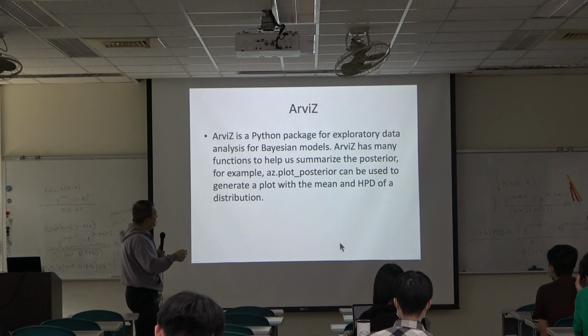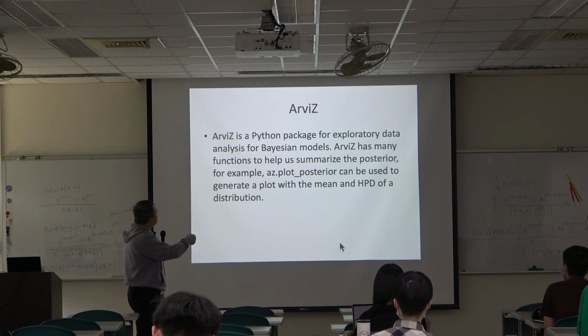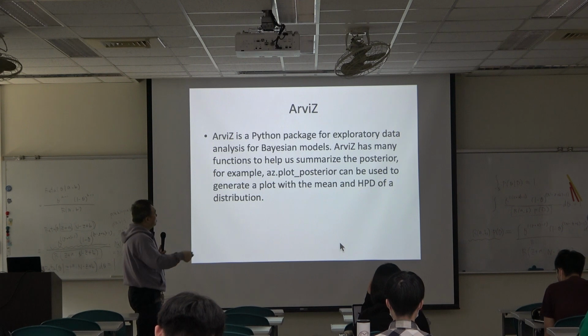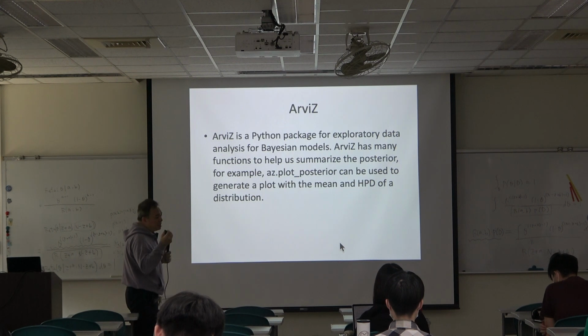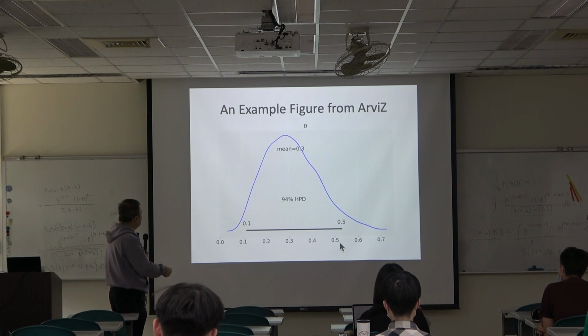Remember, I just told you we can use a package to obtain the posterior and also find the HPD for us. ArviZ is the Python package we can use for Bayesian analysis, and one of its functions, az.plot_posterior, can draw the posterior for us, and it will also generate the mean and the HPD of the distribution. And this is an example.